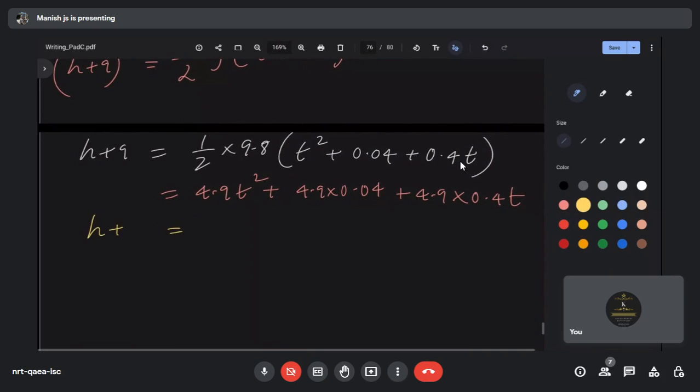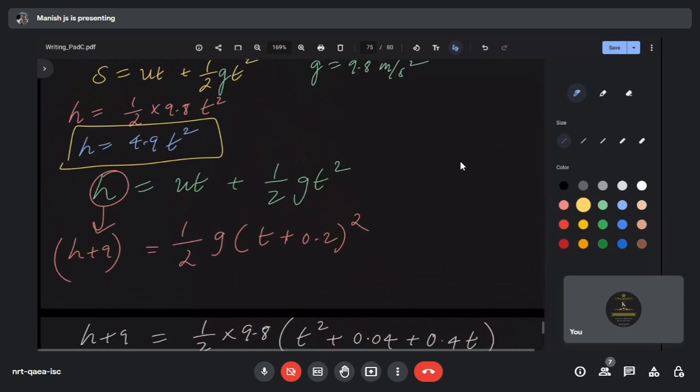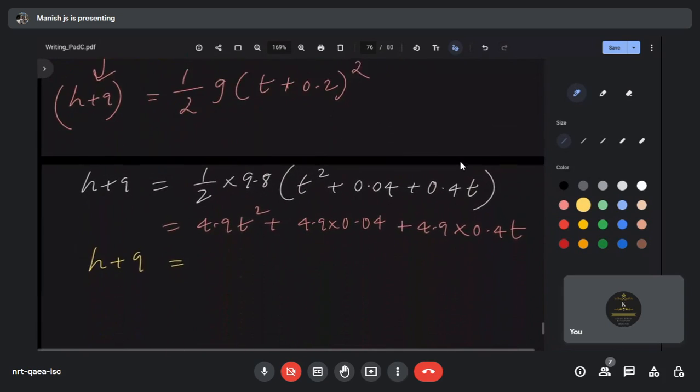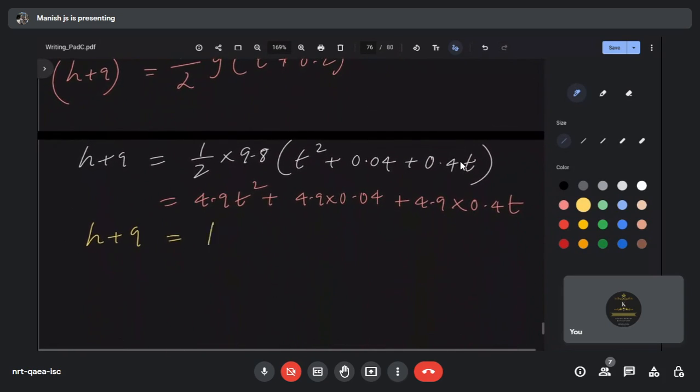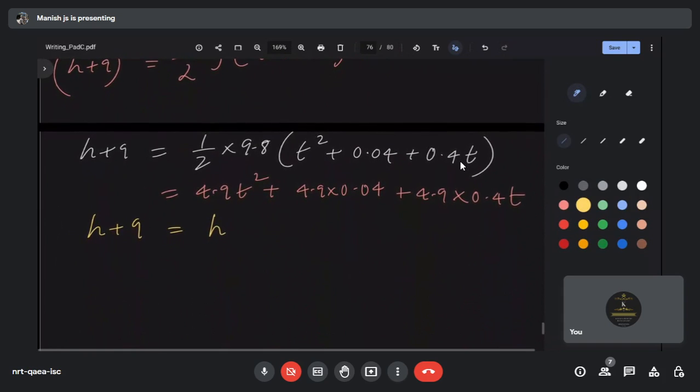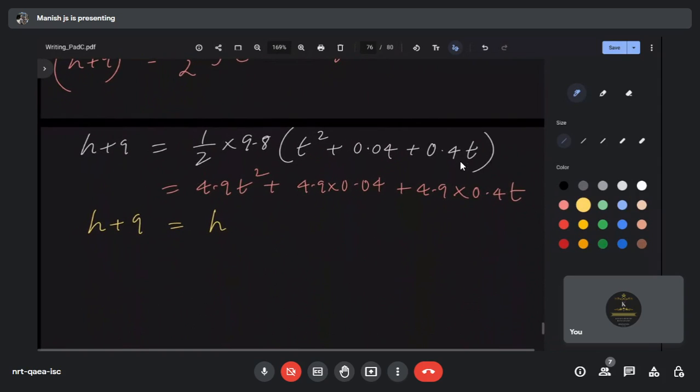So you get h plus 9 is equal to, what is 4.9 t square? Already you know the relation here. You can see 4.9 t square is anyways h. So in its place I can substitute h. So h plus 9 is equal to, so you can go for substituting the h, so that the h values will get cancelled off, and finally you will get the value in terms of t.